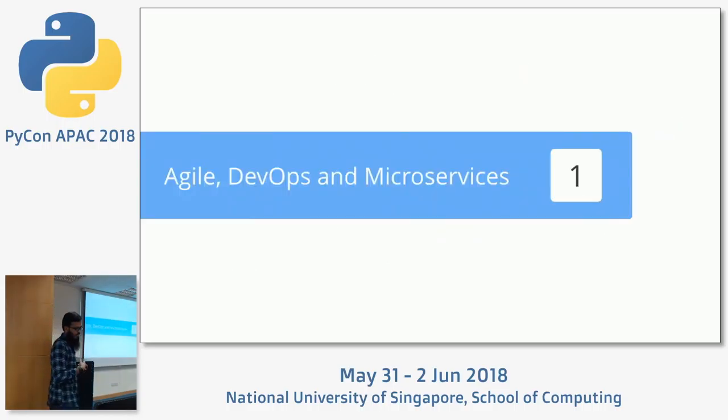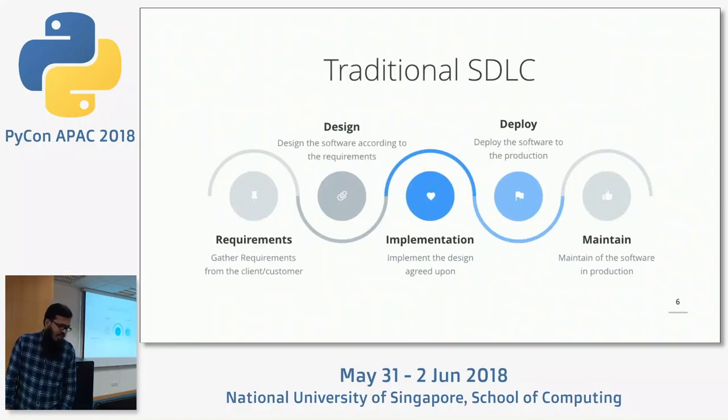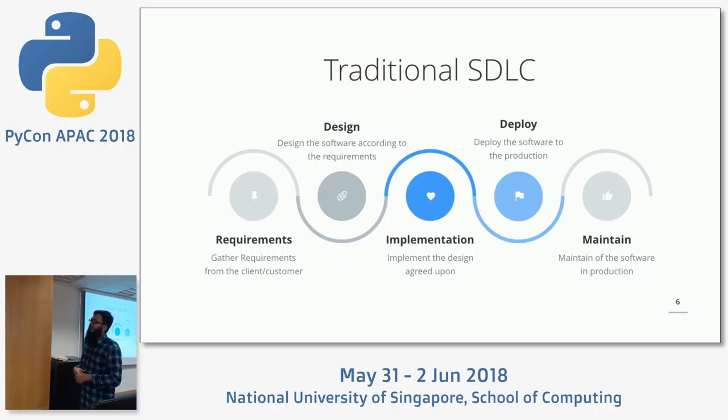Okay, so let's start with a little introduction about Agile, DevOps, and microservices, what it's all about. Now, like any presentation which starts with a story, long, long time ago, and Singaporeans tell me what it is afterwards. We used to develop applications in a very traditional SDLC model, where we start off with the requirement phase, then we design an application, and then we implement the design to fit the business requirements. And then finally, once we are happy with it, we deploy it and maintain it for ages, correct? So these are traditional SDLC.